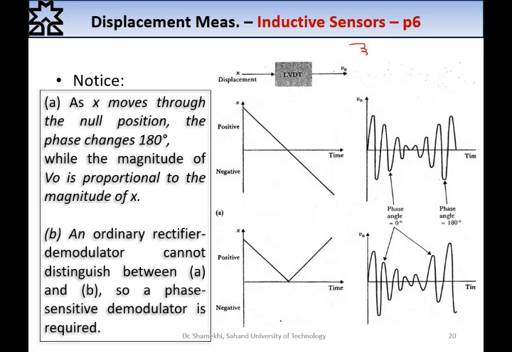We have two coils at the secondary part, and based on the structure we have an input signal with this phase, and the output of sensor 1 is something like that, and the output of sensor 2 is something like this.